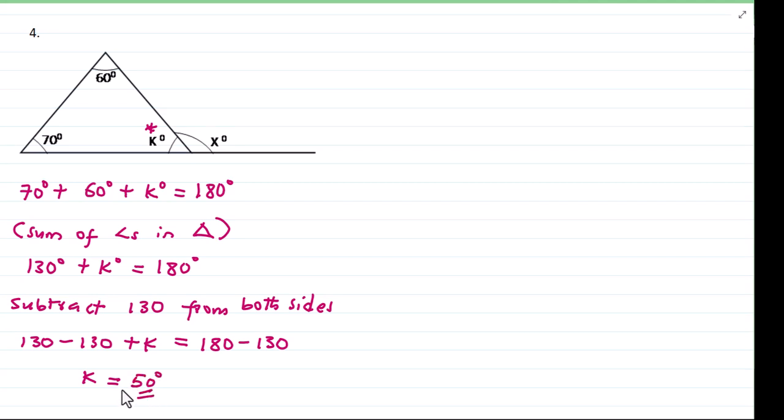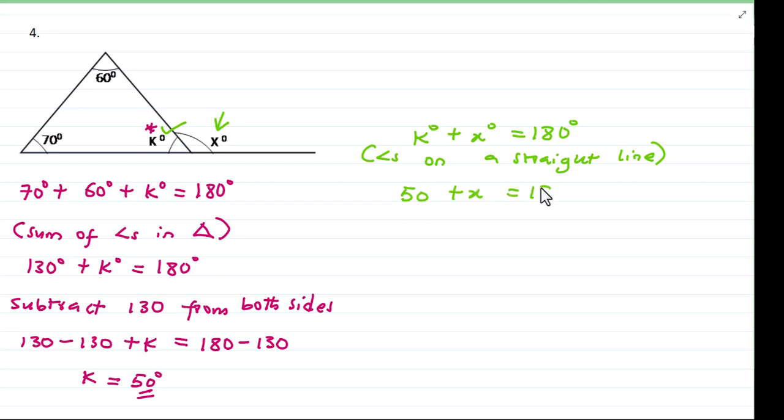Now let's solve for x. We know that k degrees plus x degrees is equal to 180 degrees. Why? Angles on a straight line. This is because angles on a straight line equals 180 degrees. So having said that, we've solved for k already, and k is 50 degrees. So we know that 50 plus x is equal to 180 degrees.